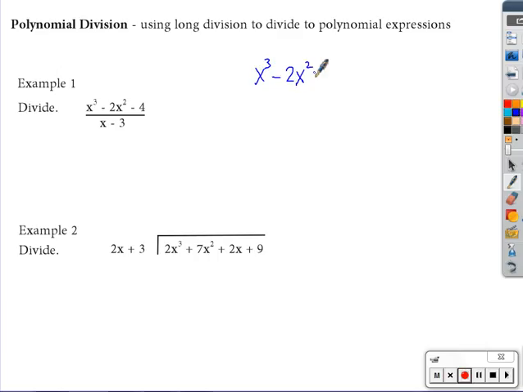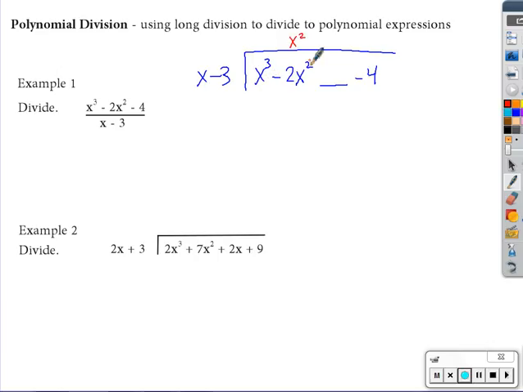The only thing that I would like you to do, though, is leave a blank where we would have missing terms here. So there's no x term, so I'm just going to leave a blank there. All right, and then I'm going to put my x minus 3 here. That's my divisor. Now, the same as long division, I'm trying to ask myself, what would I have to multiply x by to get x cubed? So I'd have to multiply by x squared.